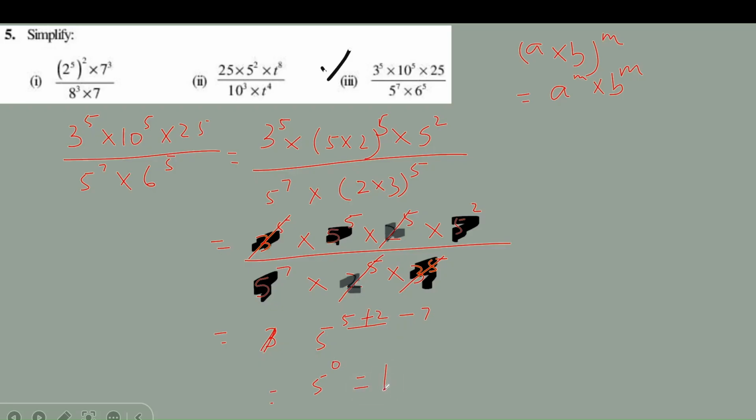Now, you would have noticed that this 5 raised to the power 5 and 2, if you add them up, you will get 7. And then 7 was in the denominator. So from here itself, you could have cancelled them out. But again, if you feel that you might make some mistake, then stick to the method of solving step by step. So this was the last exercise of 11.2, and that's it.